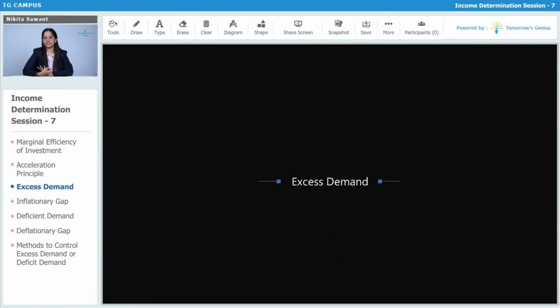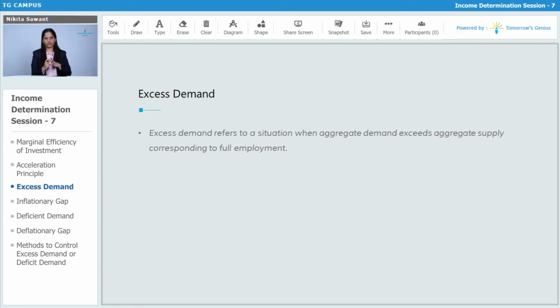So now let us see what is excess demand. We have already studied what is aggregate demand. Now excess demand is something which is more than what is needed. So excess demand refers to a situation when aggregate demand exceeds aggregate supply. This is called equilibrium, where aggregate demand is equal to aggregate supply.